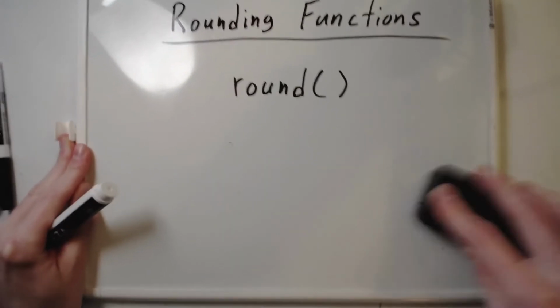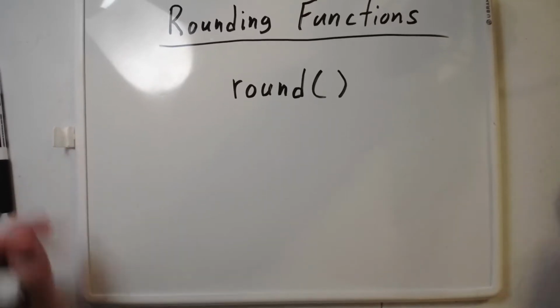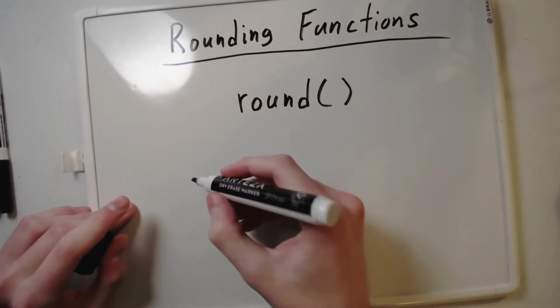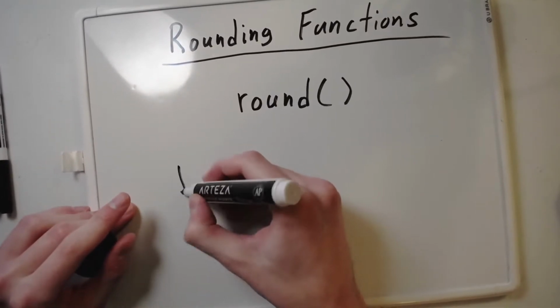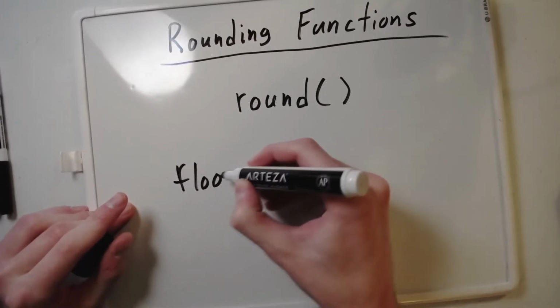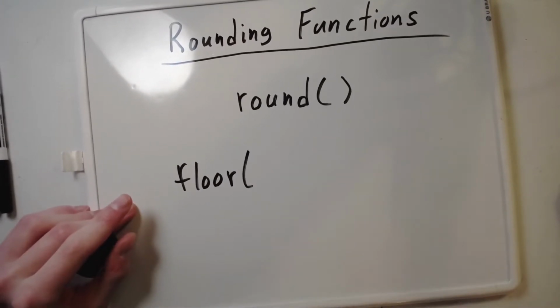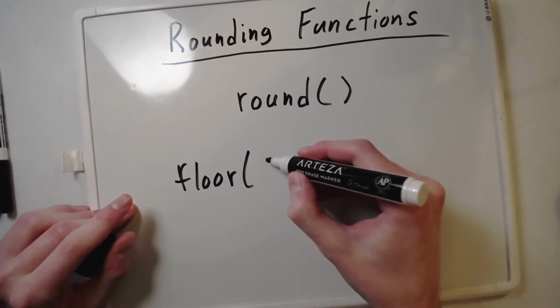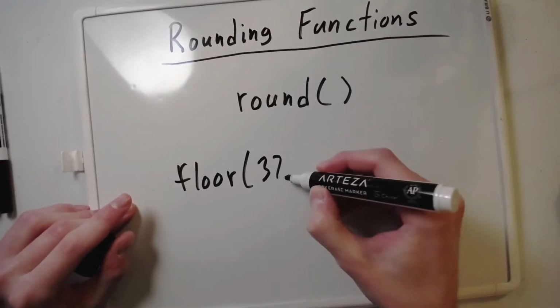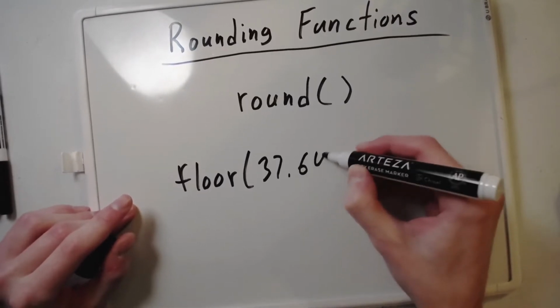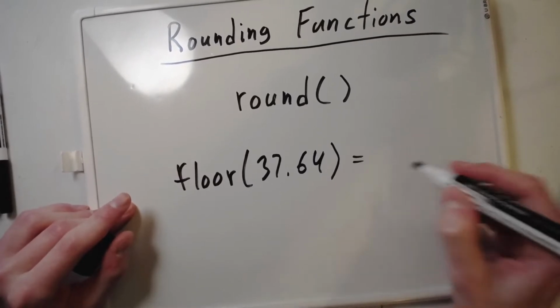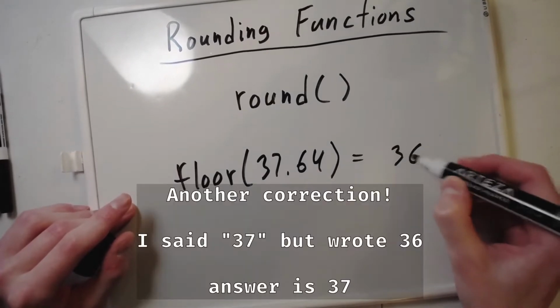But just before I do that, I'm actually going to show you what I'm talking about. So if you do something like, let's say, floor, and I'm going to write it now in kind of programming notation, floor 37.64, right, the floor of that is essentially just 37.